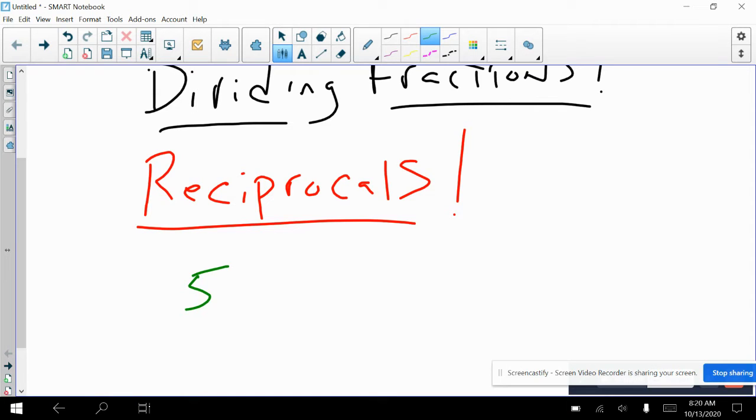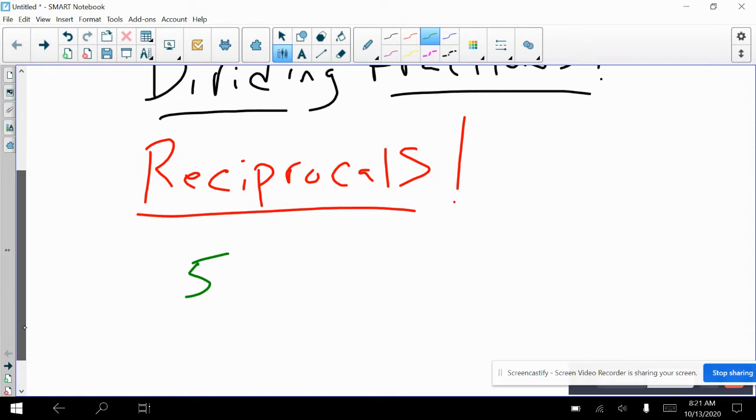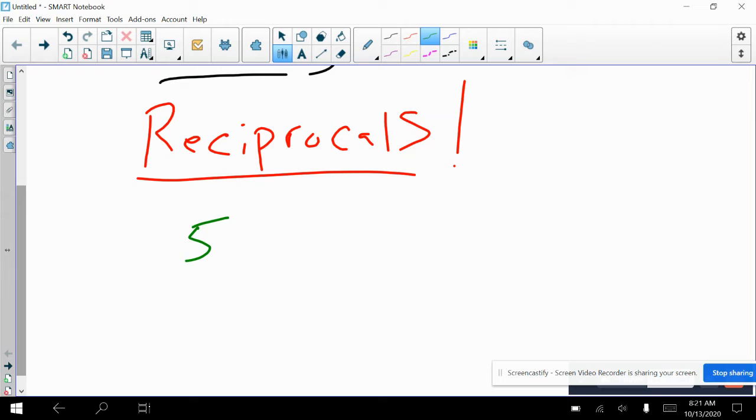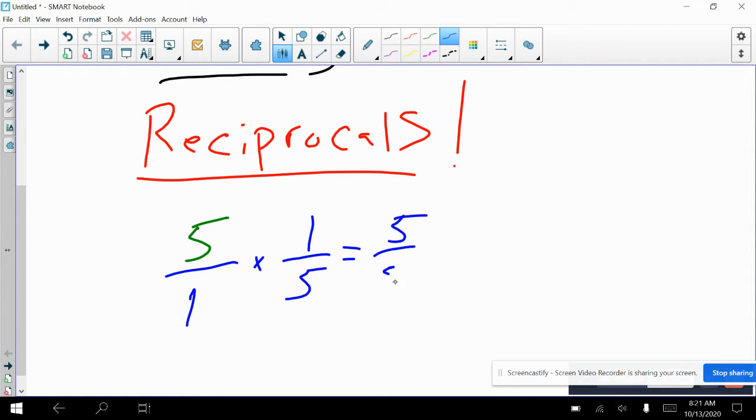If you have the whole number 5, we know as a fraction that looks like what? 5 over 1, right? To find its reciprocal, you flip it upside down. Now, that's not the only thing with reciprocals. With reciprocals, their value has to equal 1.